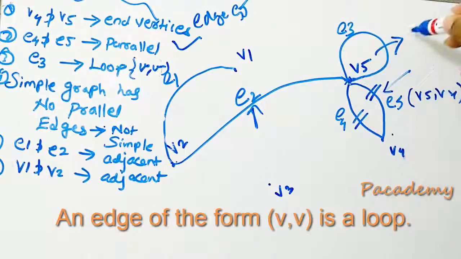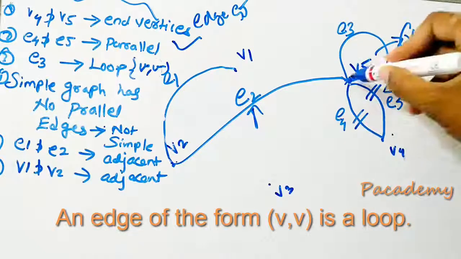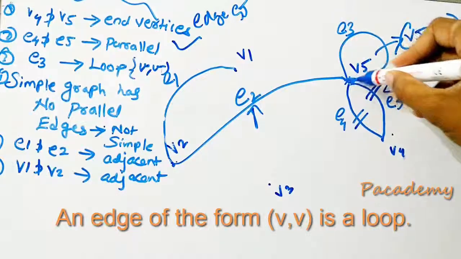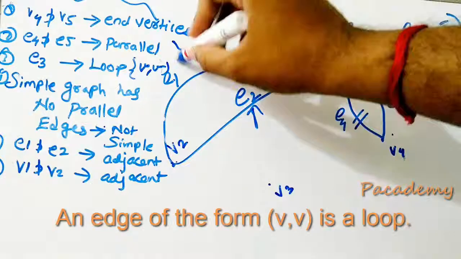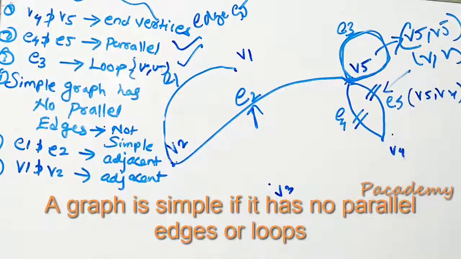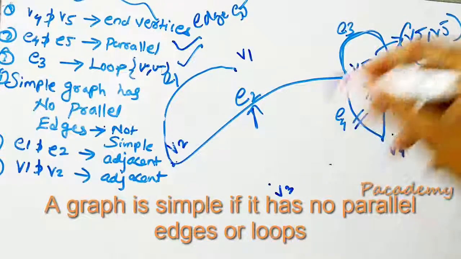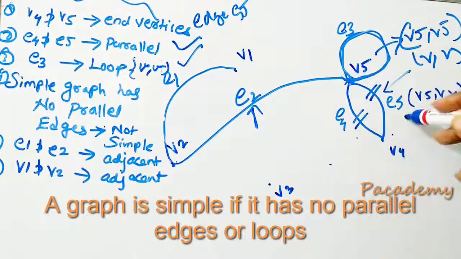An edge in the form like V5, V5, that is, where the starting and the ending vertex of the edge are the same, is known as a loop. A graph that has no parallel edges like E4 and E5 in this case is a simple graph. So this is not a simple graph.